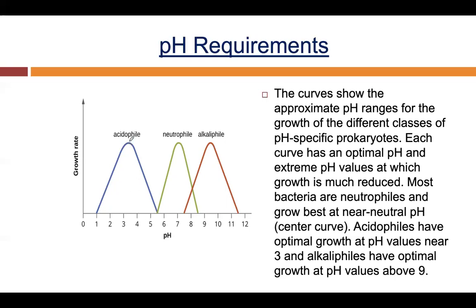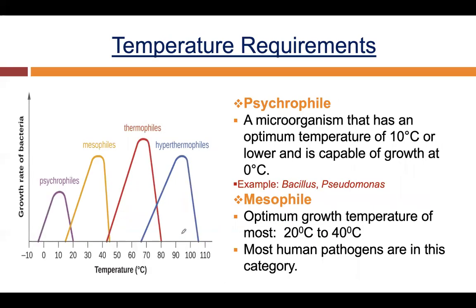But what's the optimum pH? If we draw a line at the center, basically that hits number 3. So that's the optimum pH for acidophiles. Exactly the same way, the optimum pH for neutrophiles is 7. For alkaliphiles, it's 9.5. So that's how we can find out the optimum temperature, optimum pH, or any optimum condition.